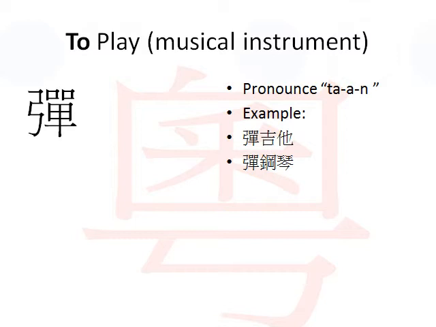Examples. If I want to say play guitar, guitar in Chinese is very similar to English, which is guitar. So to play guitar in Cantonese is tan guitar. To play piano, which is the last example we have here, piano in Cantonese is actually called gong kam. So to play piano in Cantonese is tan gong kam.